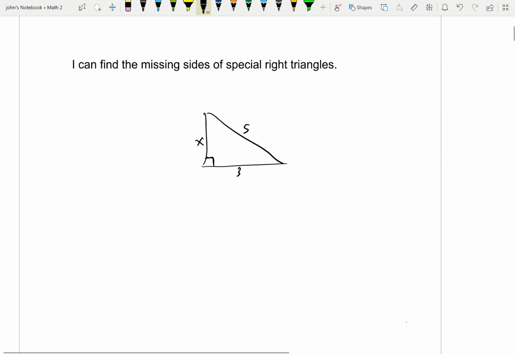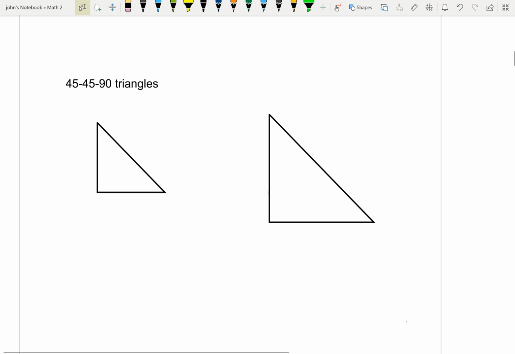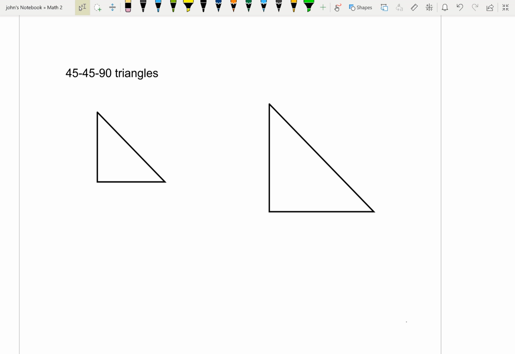Well, there are certain special right triangles that come up a lot in trigonometry, which we're going to be getting into. And if we're familiar with these, it allows us to work more fluently with trig and do better with that. So the first one is 45, 45, 90 triangles.